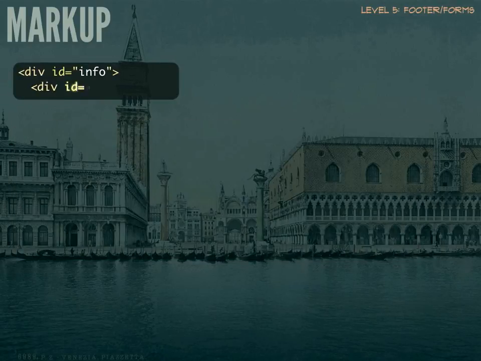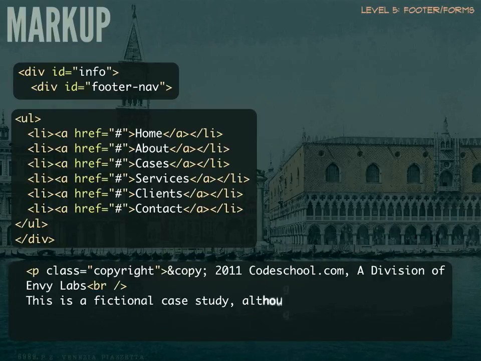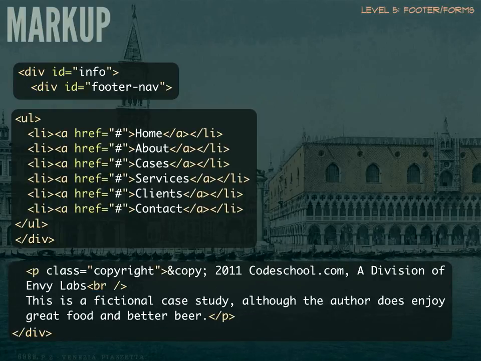Next, we have our footer navigation and a little bit of copyright information below that. So here's how we might have marked that up previously. So in HTML5, just a couple of quick little changes here. Instead of having a div ID info, we're just going to change that to section. And instead of having div ID footer nav, we can go ahead and change that to our nav tag because it is navigation.